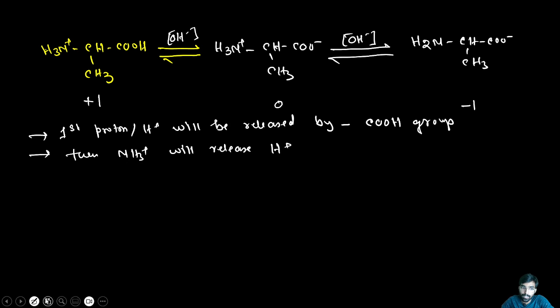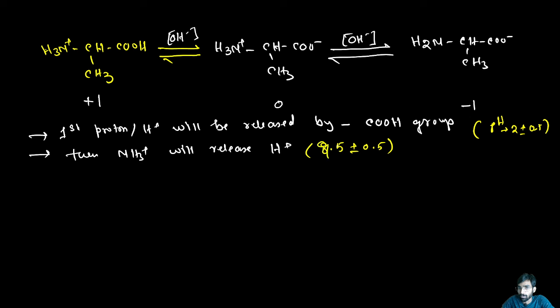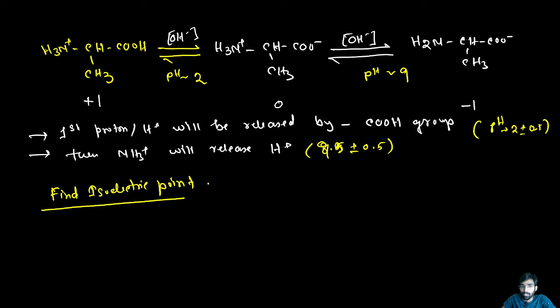COOH generally releases its proton at pH around 2 ± 0.5, and NH3 plus at 8.5 ± 0.5 or 9 ± 0.5, you can say. So suppose this is at pH 2 and here pH almost 9. Now if I tell you to find the isoelectric point, trust me or not, in the exam only simple questions are asked and we make mistakes in the simple questions only.